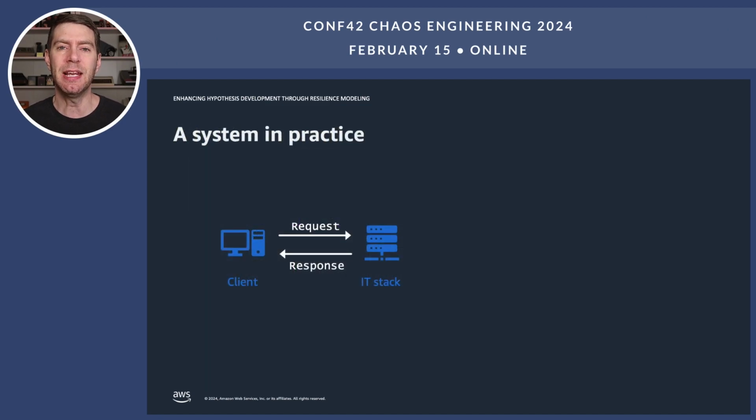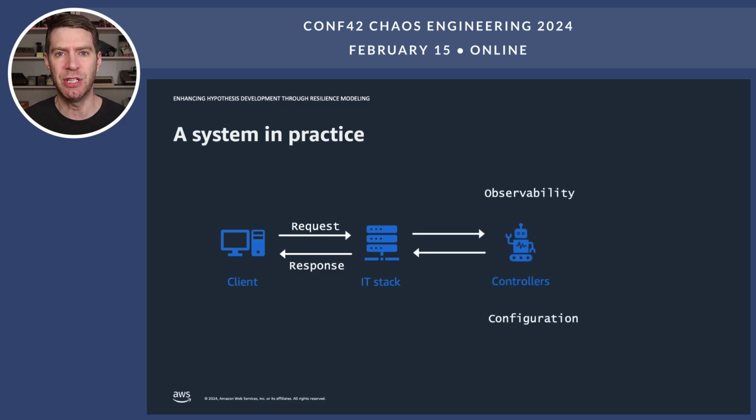A system includes the tech stack, which would host the e-commerce application. It's the components that the users of the system communicate with. But there are additional controls in place to help the system continue to function over time. Things like autoscaling groups, circuit breakers in the code, failover logic for the RDS database. Those are just some of these automated controls which respond to signals coming from the IT stack and then change the IT stack to ensure continued availability.